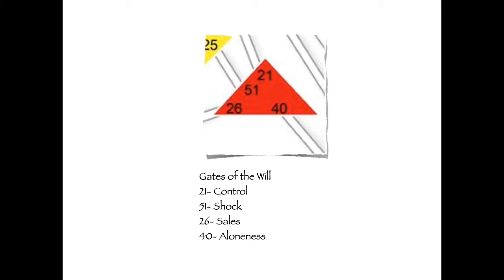The gate 26 is all about the greater good. It's sales energy, and you can be a wonderful salesperson, but it could also be a snake oil salesman, because you're selling just because you want to get the money for yourself. The highest expression of this energy is to sell items, or sell ideas, or sell concepts in a way that everybody is winning, and it's not just a one-sided thing that's happening. So that is all I have to say for the will center.